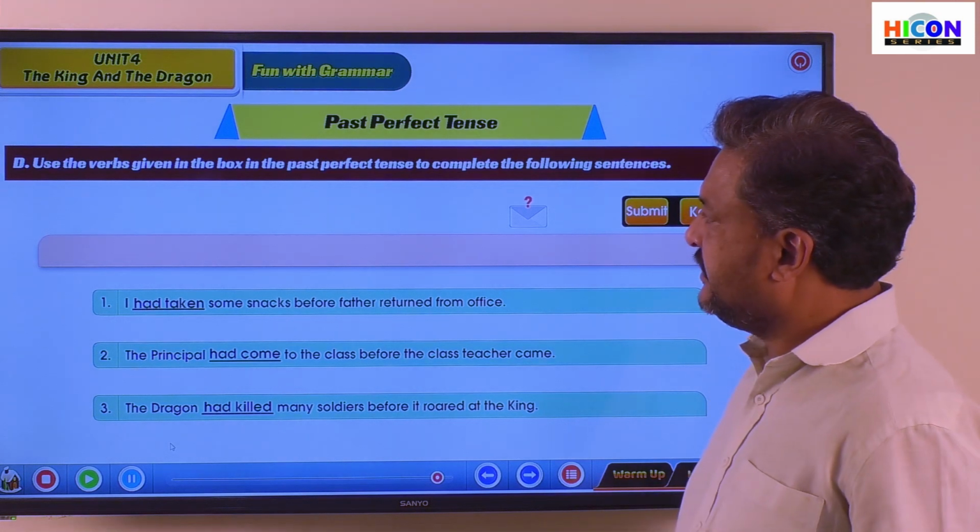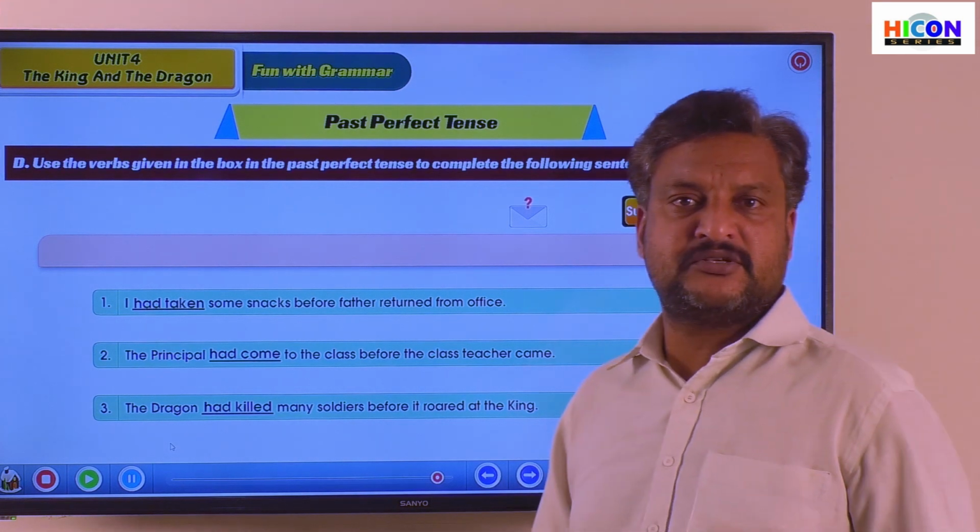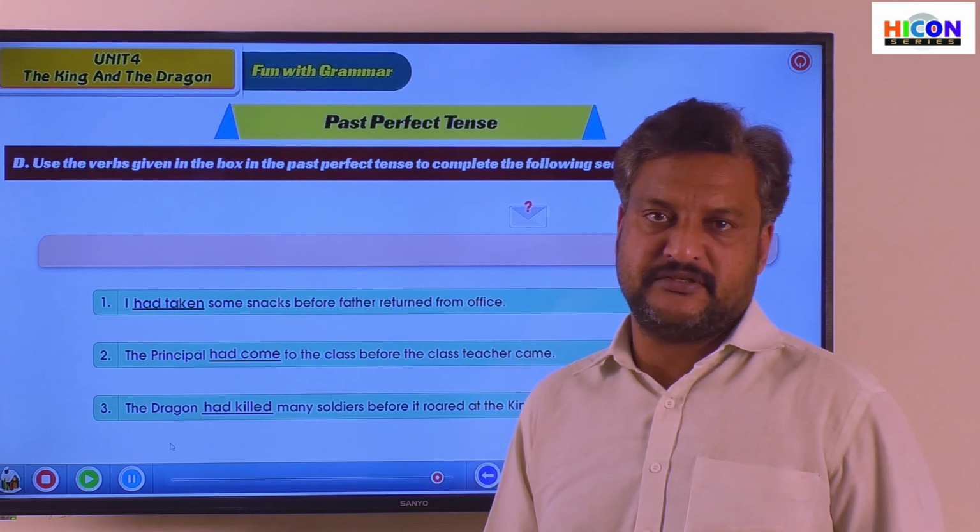Okay, so now I will keep the screen the same for another minute so that you can have a good look at those things, right?